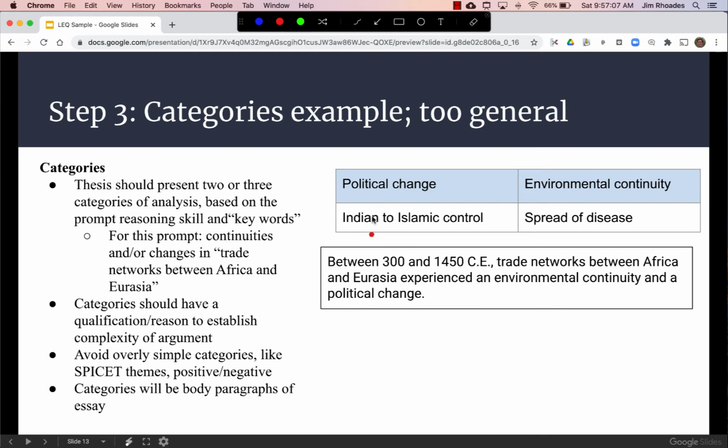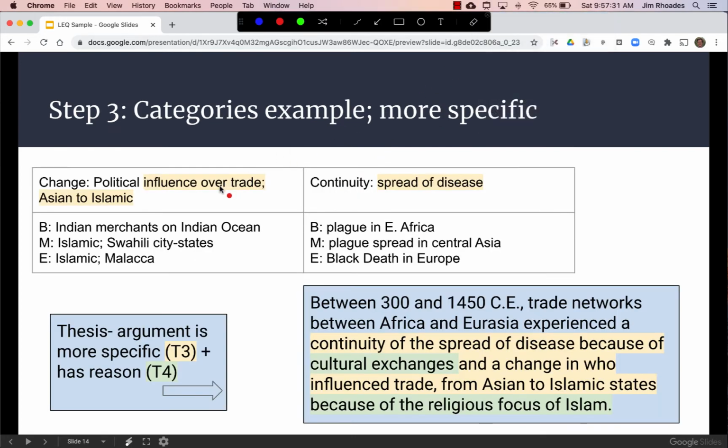Based on what we talked about with the change from Indian to Islamic control and the disease, if I say in my thesis, they experienced a political change, because this is what I'm thinking of here, and they had an environmental continuity, because this is what I'm thinking of here, that's not specific enough. This is one that is more specific. So a change in political influence over trade from Asian to Islamic, and here's that beginning, middle, and end evidence I'm going to use. A continuity of the spread of disease, and here's that evidence I'm going to use.